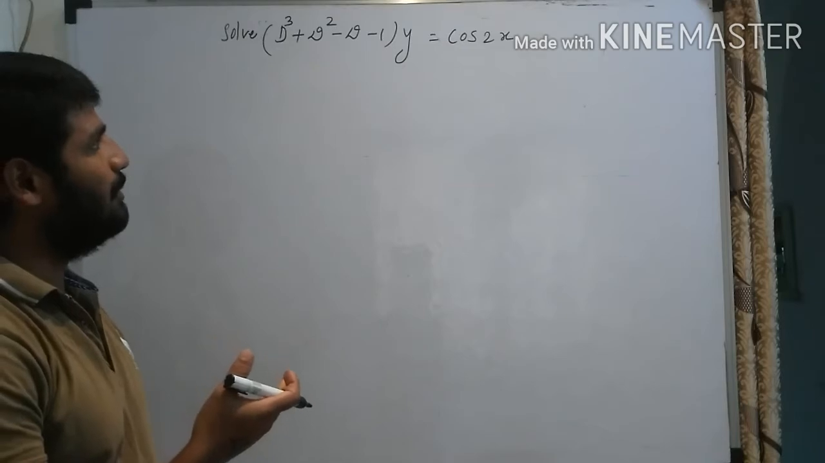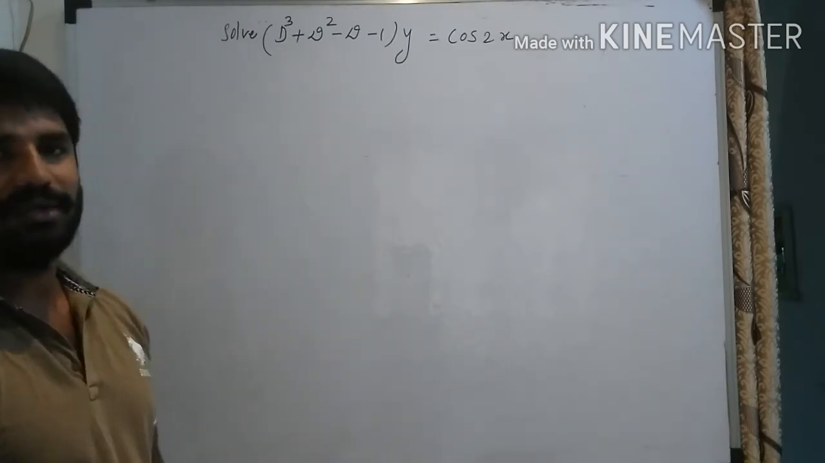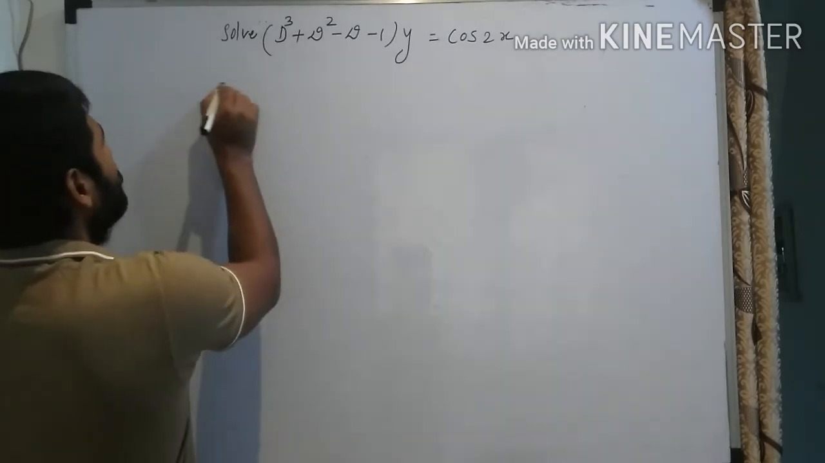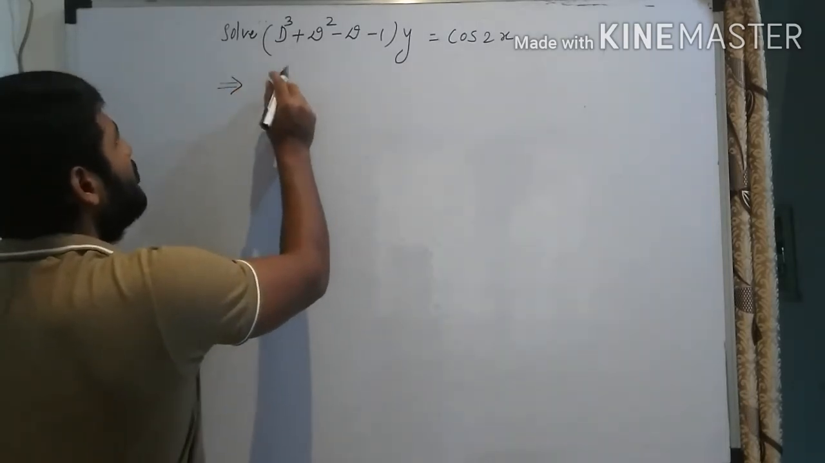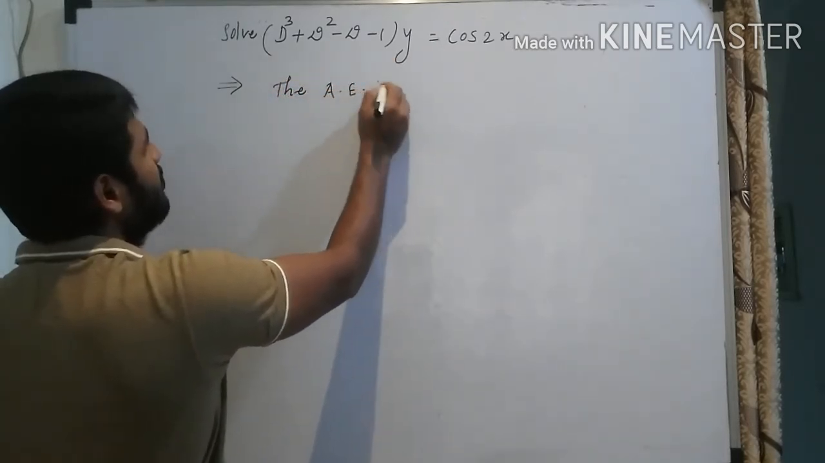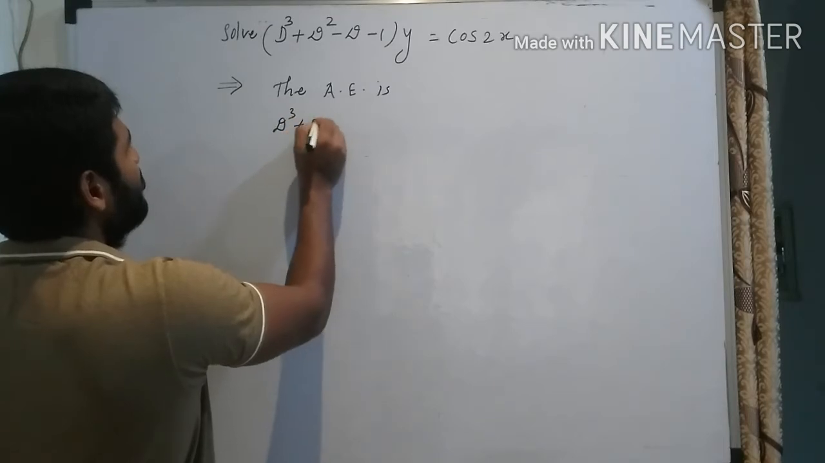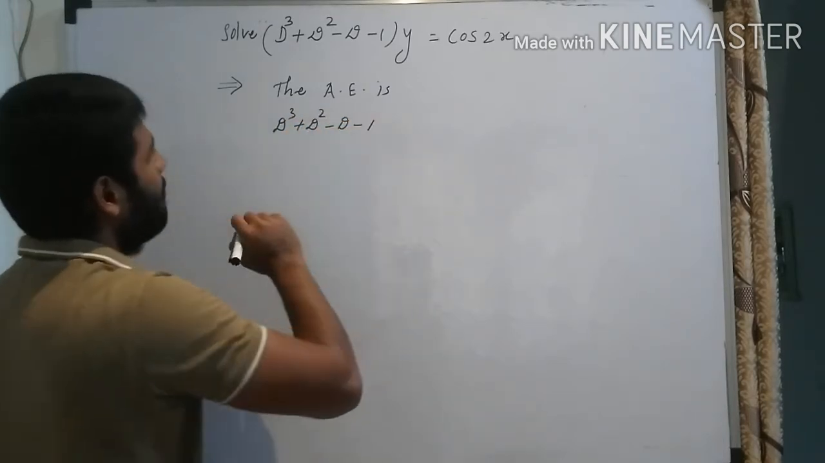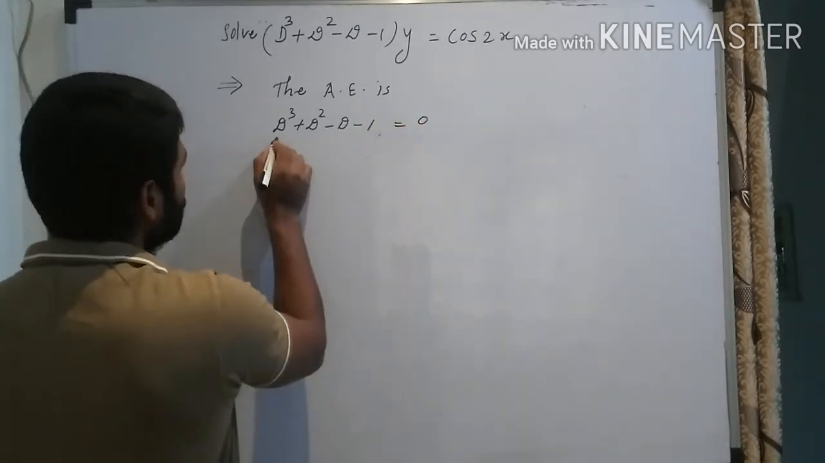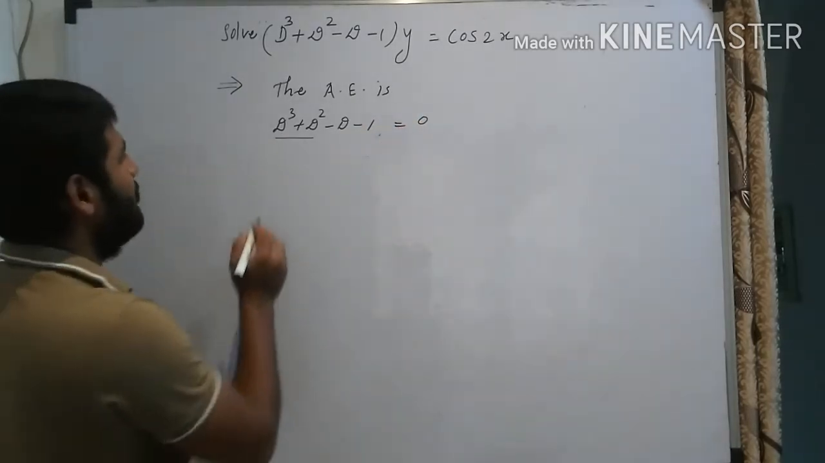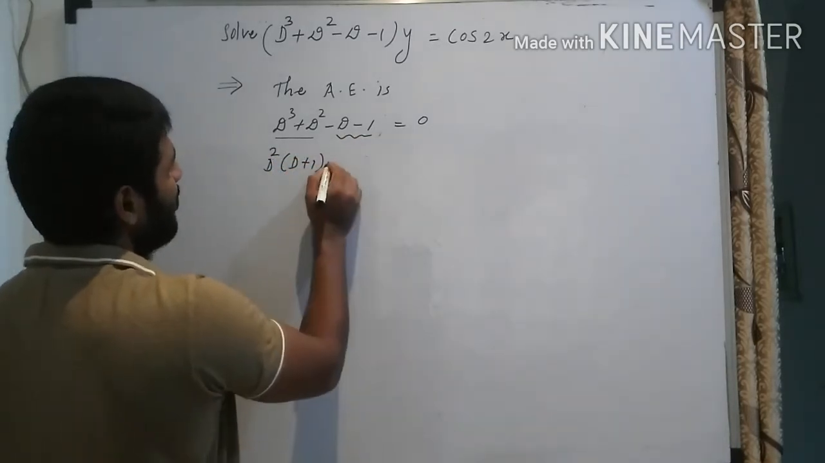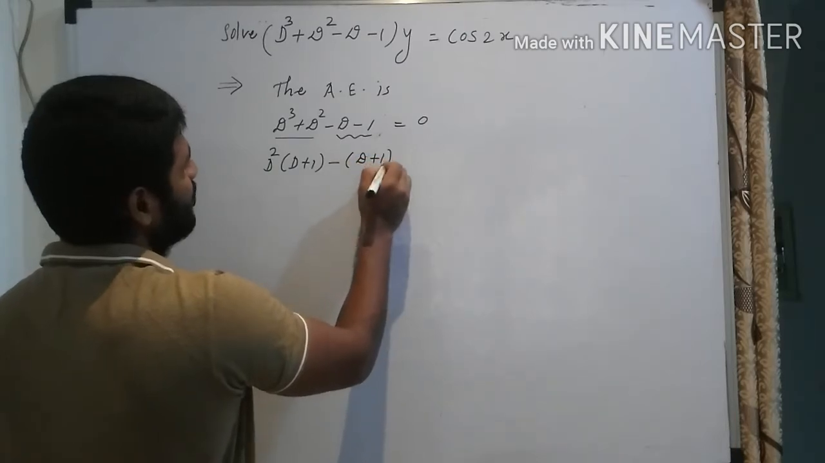So this problem involves the second method to find the particular integral. First we will find the complementary function, then we will discuss the particular integral. See the solution. The given differential equation is this one. Directly we write the auxiliary equation: d cube plus d square minus d minus 1 equal to 0. From the first two terms we take d square common, so d square into d plus 1, and from the other two terms we take minus common, so we get d plus 1 is equal to 0.